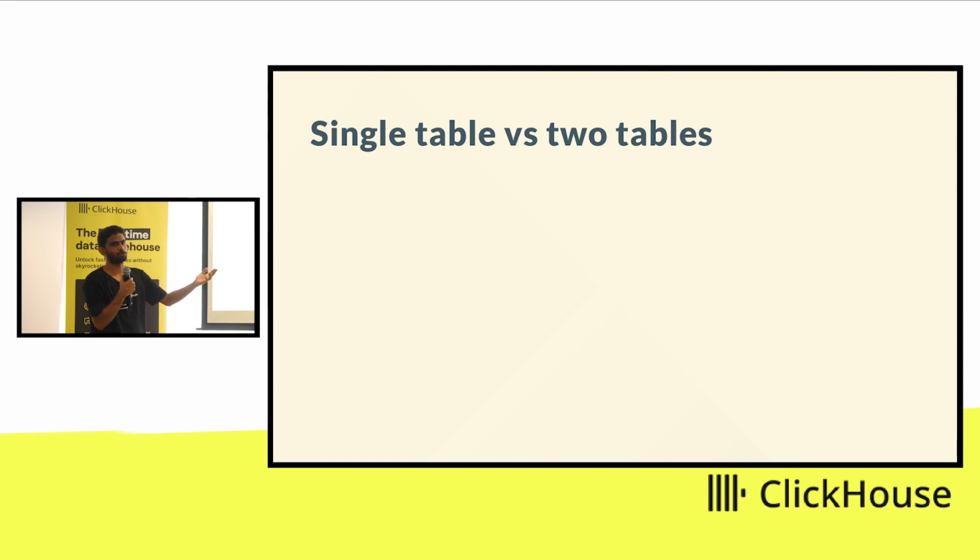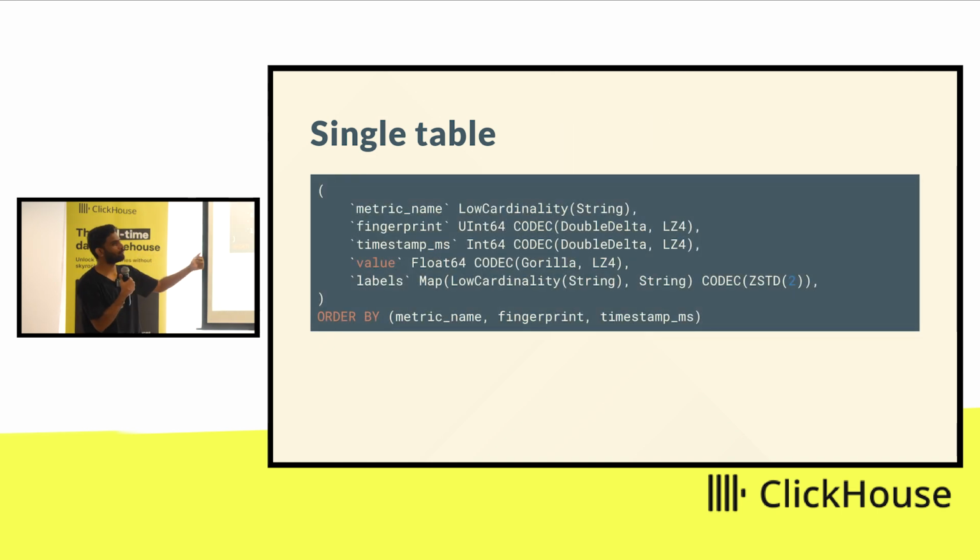So we had two options to go with. One is the single table approach that we have for the logs and traces, the other is the two tables approach. We will discuss what we learned with the single table approach and the two tables approach. If we were to model the data model that we discussed into a single table approach, this is how it looks. There's a metric name, there's a fingerprint, which is also a hash of it, and there's a timestamp and the value, the labels.